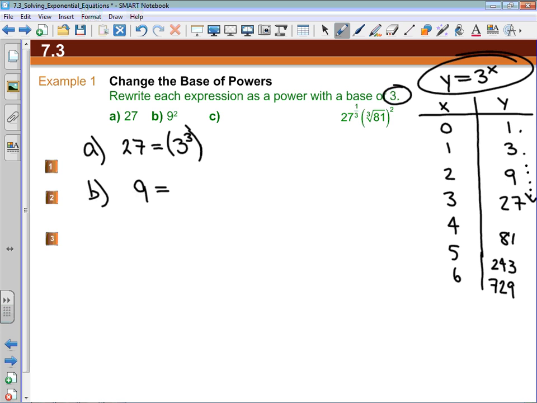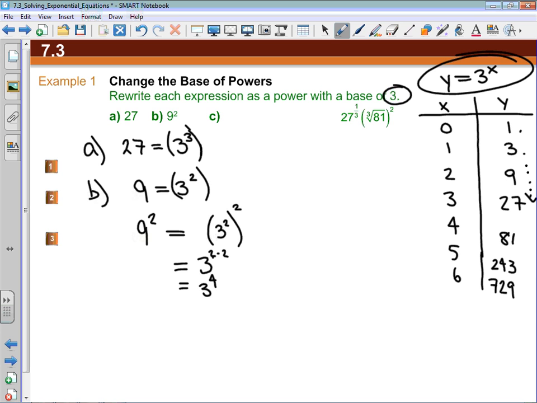9 is the same thing as 3 squared. Now, that's really important. That means the number 9 can get replaced by 3 squared. So in the question, we had 9 squared. I'm going to say that that's equal to 3 squared, squared. And one of the rules that you learned with exponents a long time ago for sure is that when you put a power on a power, you multiply those. So this would be 3 to the power of 2 times 2, or 3 to the power of 4.